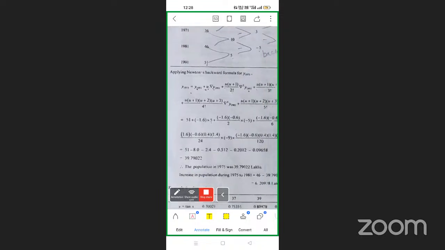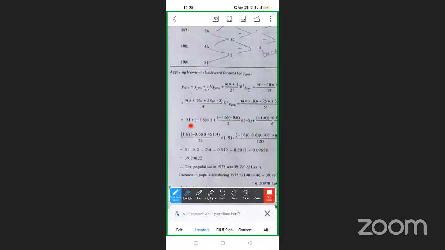So substitute. yn is nothing but 51, u is minus 1.6, into 5. So substitute all the values. After simplification we are getting 39.79022. So the population in 1975 is 39.79022 lakhs.